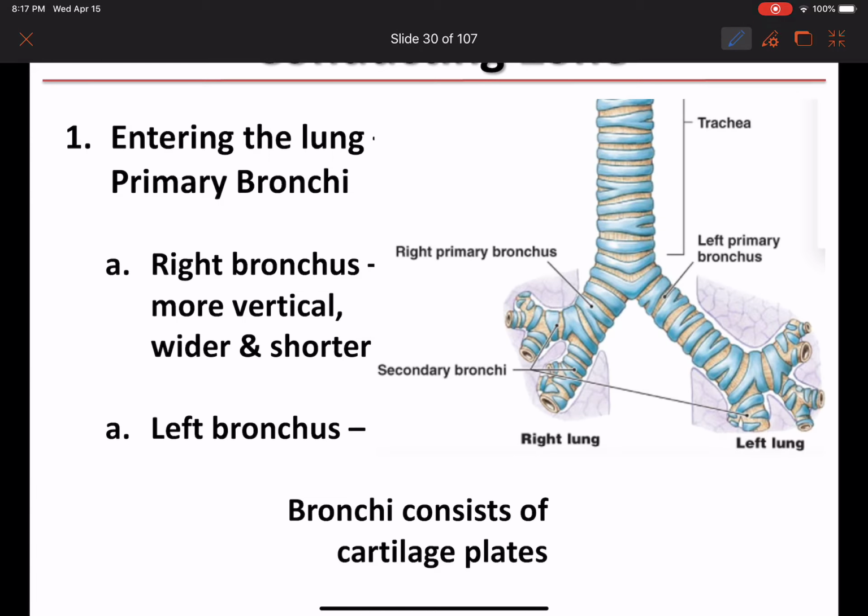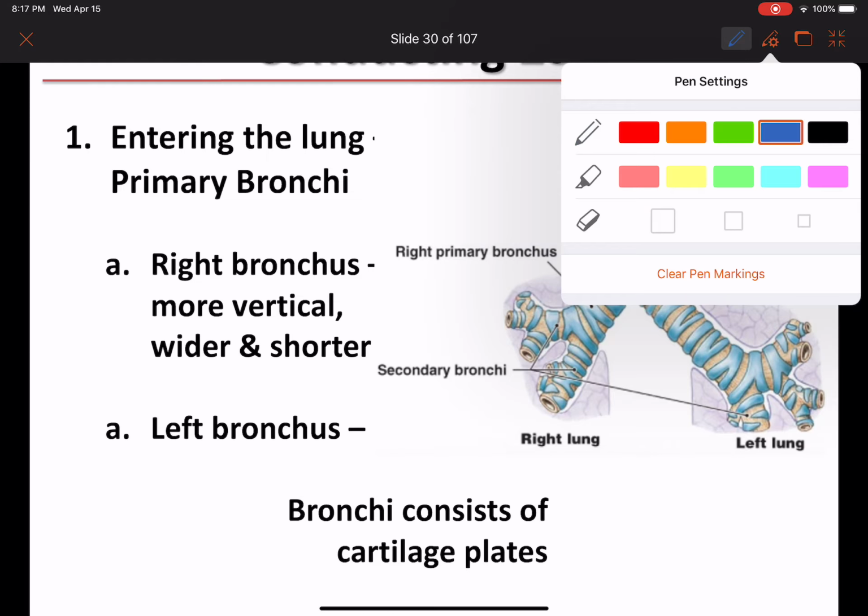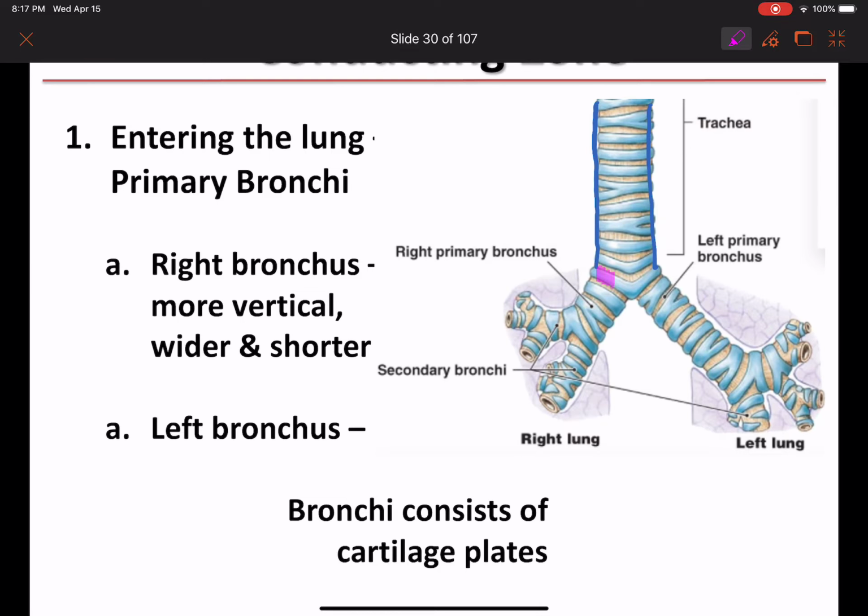So now we're going to go back up and look at these air passageways a little bit more closely. You'll recognize this structure right here. This is our trachea, and we see the bifurcation of the trachea at the carina, bifurcation into the right primary bronchus and left primary bronchus.